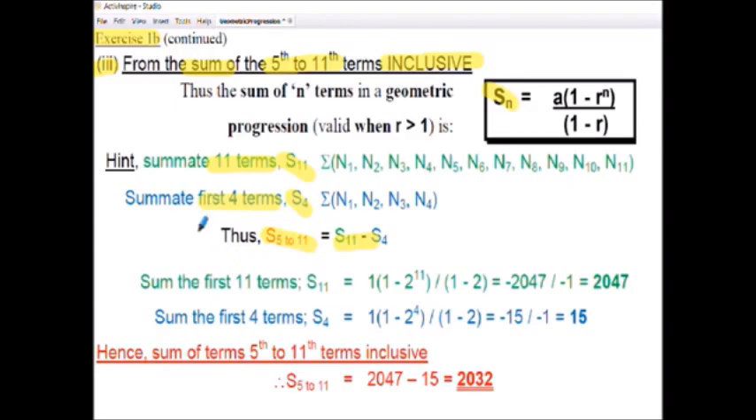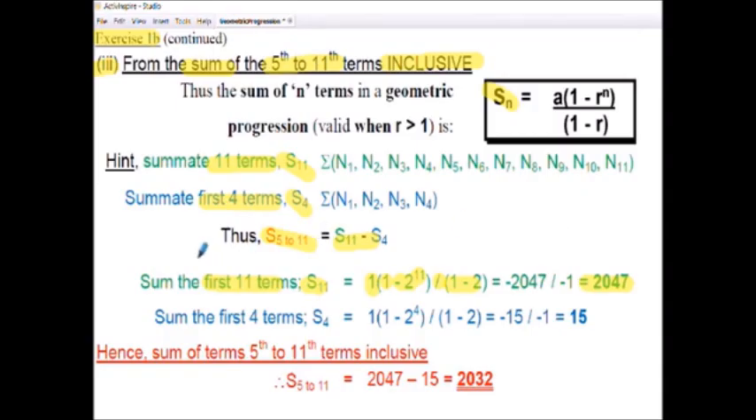So summating the first 11 terms, my S11 term, it's a, which is 1 in this case, open bracket, 1 take away r to the 11, so that's 2 to the 11, divided by 1 minus 2. That works out to be 2047. So summating the first 11 terms in the series is a value of 2047.